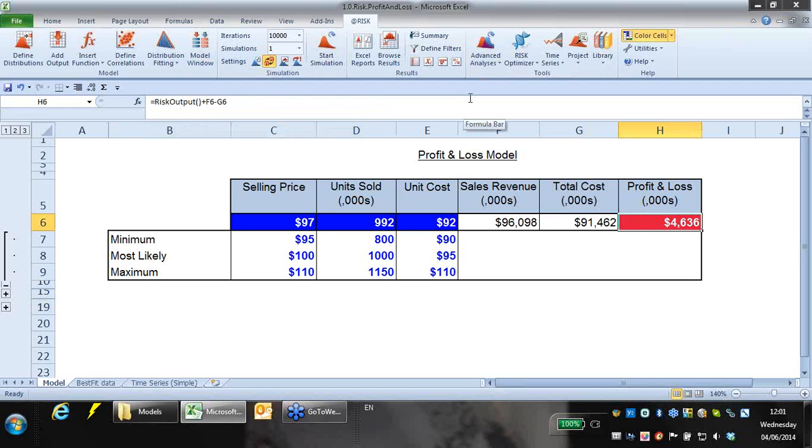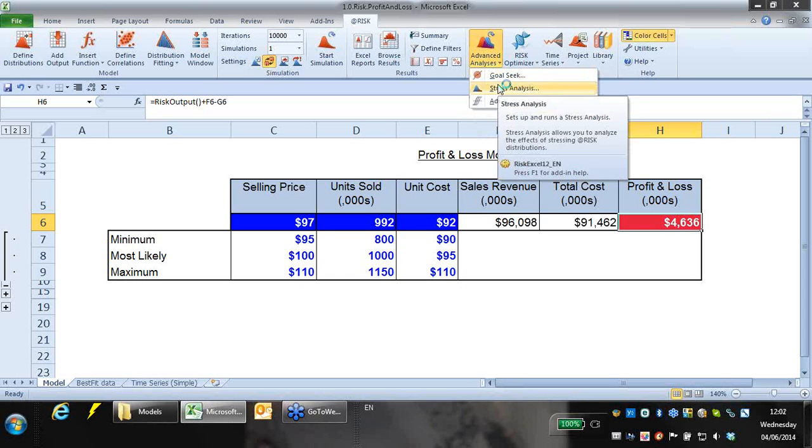So when we talk about scenario analysis, what we're looking to do is to see what happens in the event that some of our inputs change, or what happens if our inputs are at a given point. What does that then do to our output? And the two main ways which we can do this with @RISK are the stress analysis feature and the @RISK SimTable. And I'll talk about the stress analysis first.